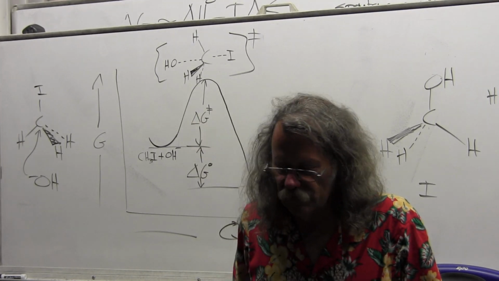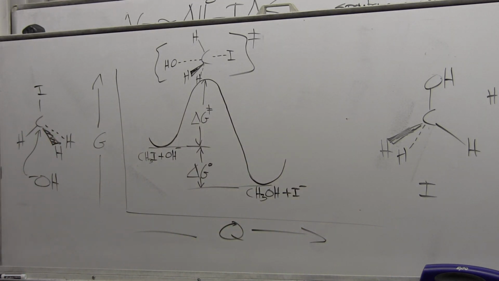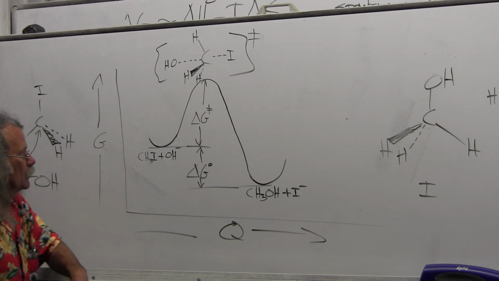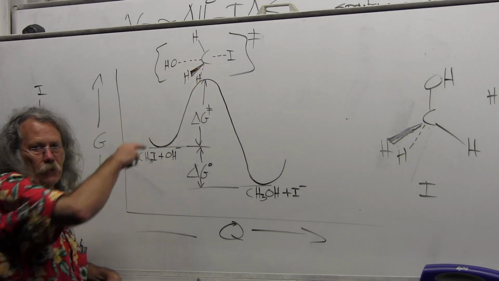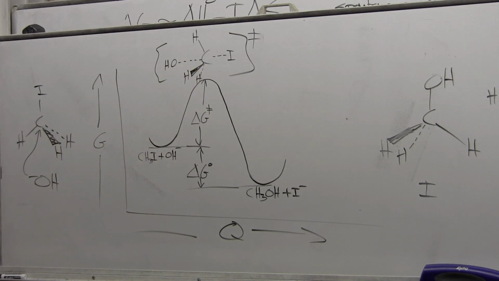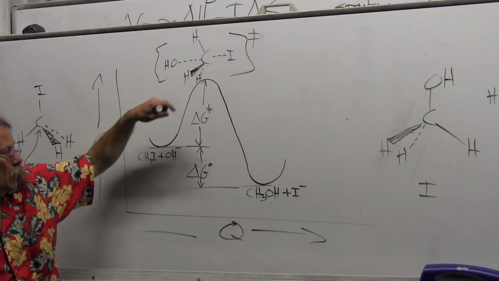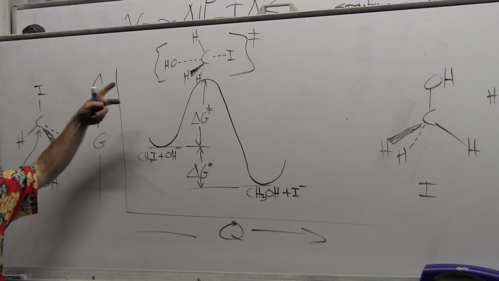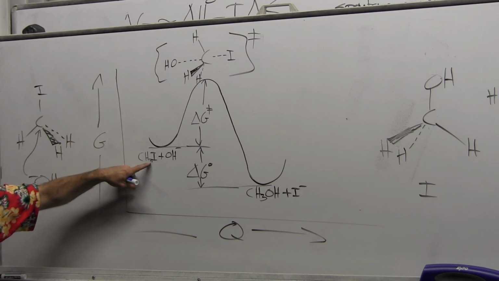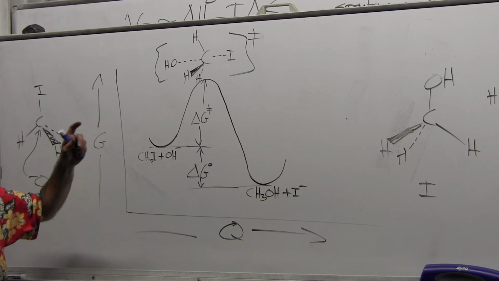Is the entropy of activation positive or negative? So I've got two reactants going to one. So I would say the delta S is negative, there's fewer degrees of freedom in the transition state. So I'd say it's got a negative entropy of activation. It's more ordered in the transition state than it is here, where I've got two molecules free. And then, what is the next problem?